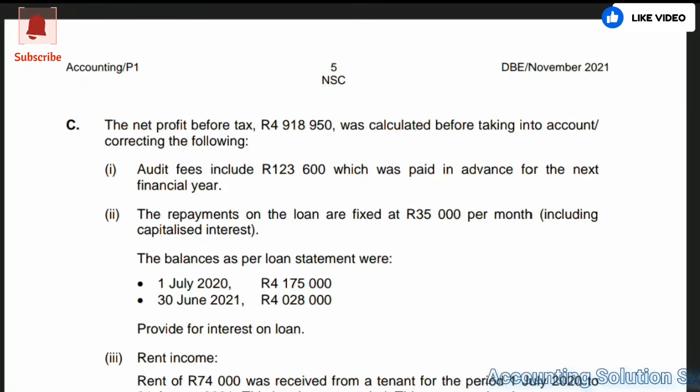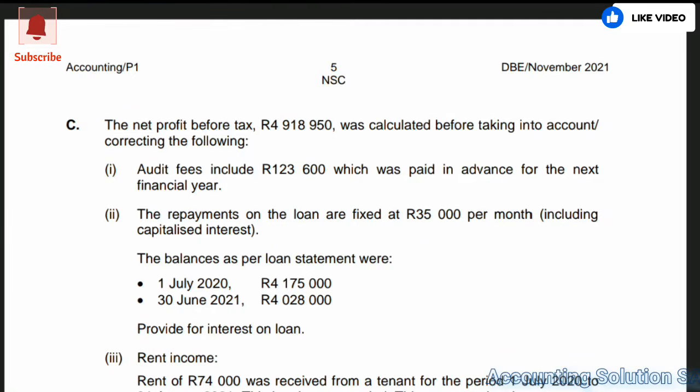Remember, they give us the 35,000, which is a monthly payment. Then after that, they give us the balance at the beginning and balance at the end. Now they said we have to calculate interest. Is it possible? Very, very possible. What we have to do is a very simple procedure, guys. You take the amount at the beginning and you subtract all the repayment. Then after that, you will get the balance which you are going to compare with what? The balance at the end.